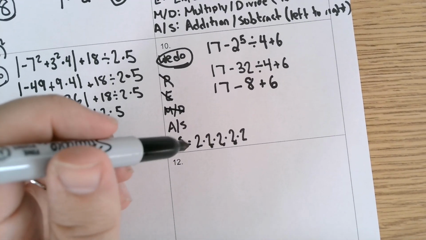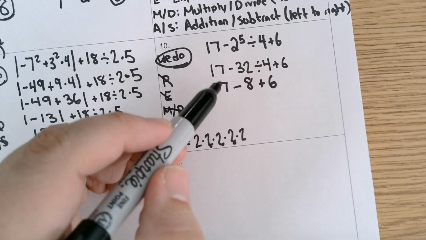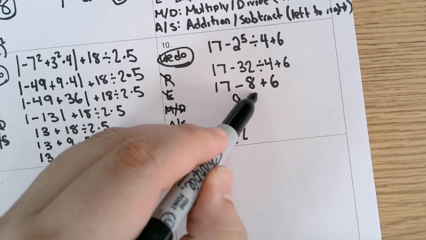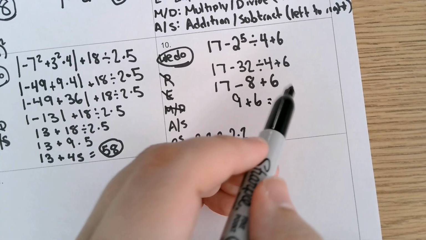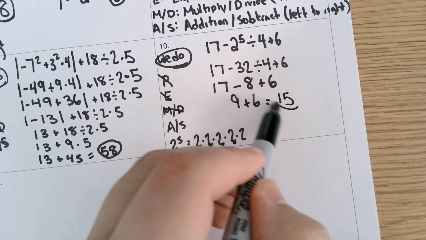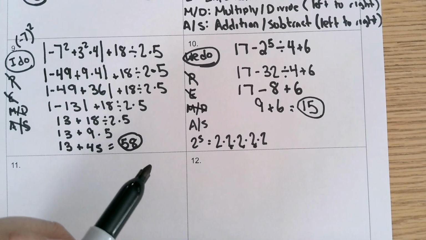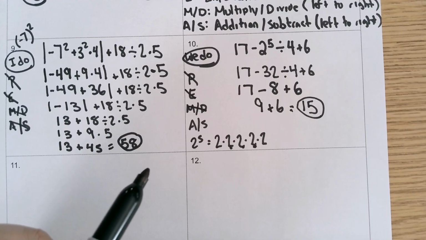So we're down to addition and subtraction. We just go from left to right. 17 minus 8 is 9. 9 plus 6 is 15. And that is your answer.